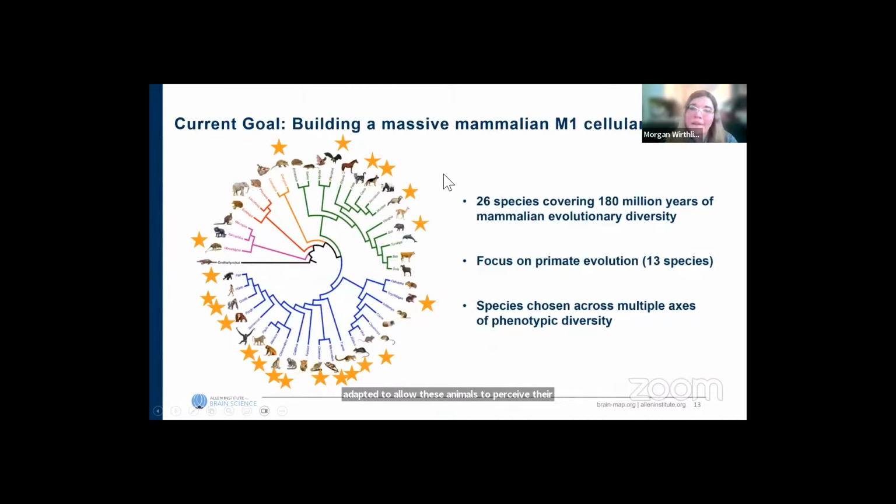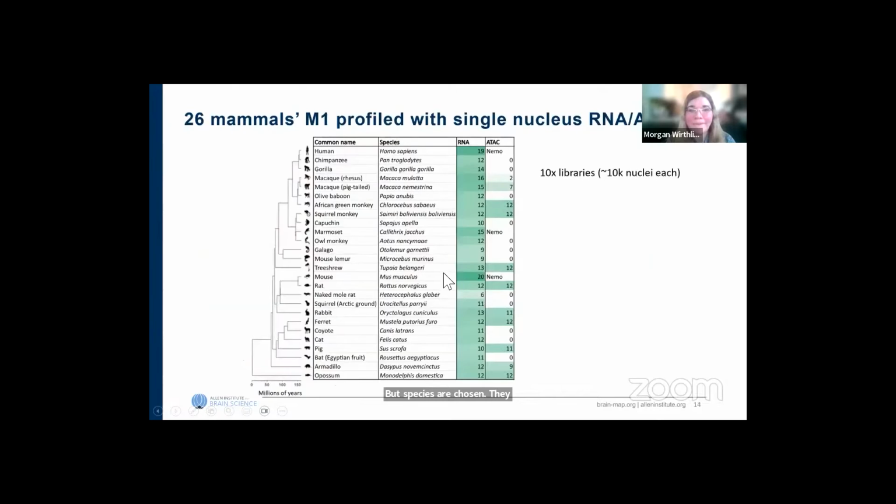So the goal of this project is to cover, again, 180 million years of mammalian evolutionary diversity, all the way from the gray short-tailed opossum and armadillo to a large number of Laurasiatherians, rodents, and primates. There is a special focus on primate evolution so that we can start to understand the origins of what makes us special and unique as humans. But species are chosen based on a wide set of criteria. So these are the species we're looking at.